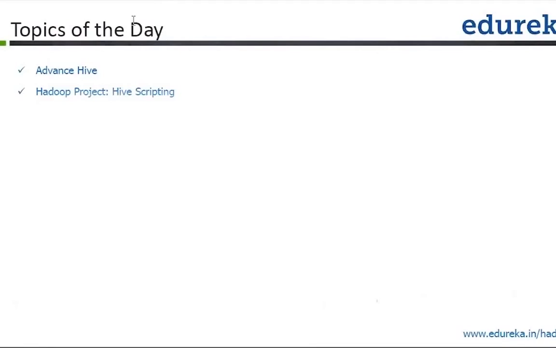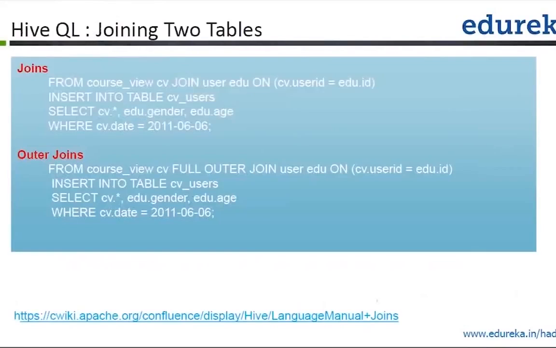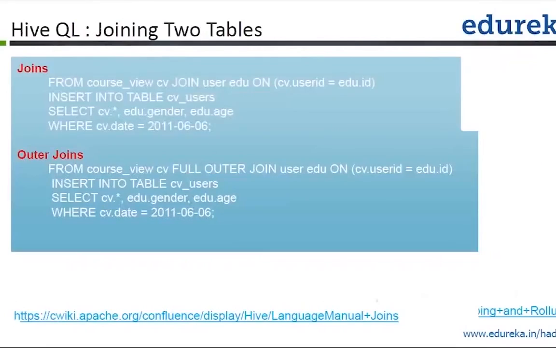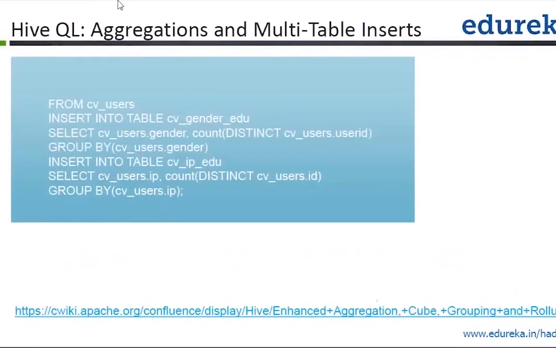Okay, so the next thing we are going to see, guys, is the advanced Hive stuff. In advanced Hive, we are going to see joins. We already saw the outer join, so this should be fine, joining the two tables, and aggregation and multi-table insert, reading the data from one table. You can practice this kind of commands as well. That should not be a problem.